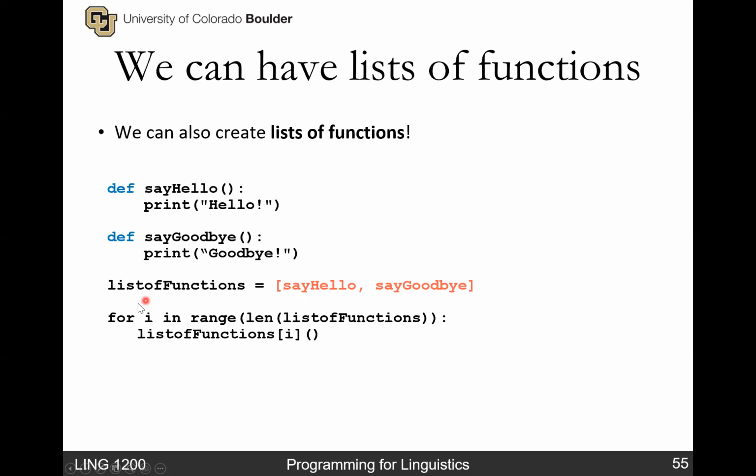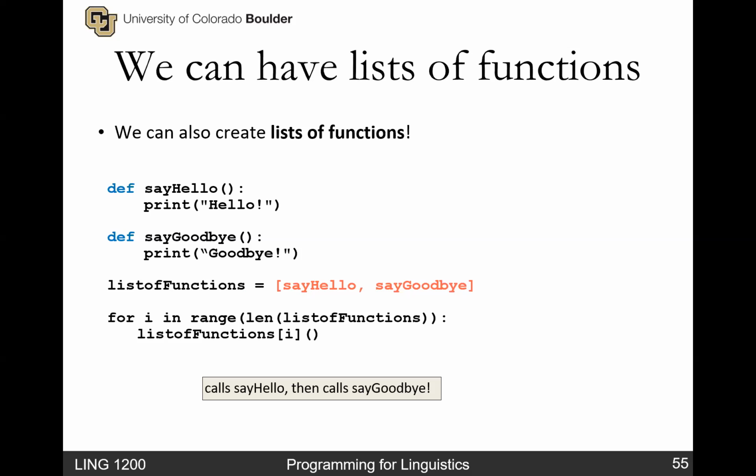And once we assign it to a list, we can then do something simple like loop through for i in range length list of functions. And then we can use the i to index into the list, grab the function, and then at that point, or wherever we want in our code, we can make the call by passing the arguments. In this case, just adding parentheses. So this code snippet here would first call say hello and then call say goodbye. And in this case, it's the same as if we had a line say hello parentheses and then another line under it say goodbye parentheses.